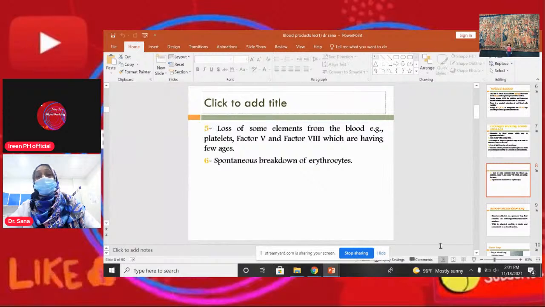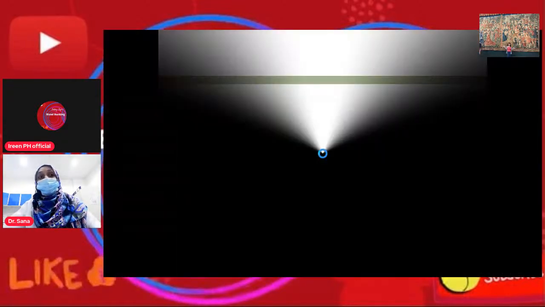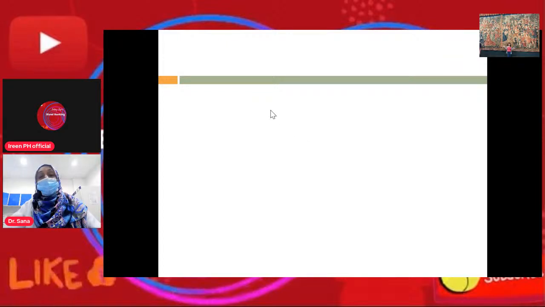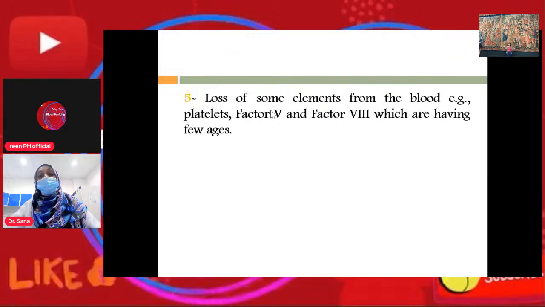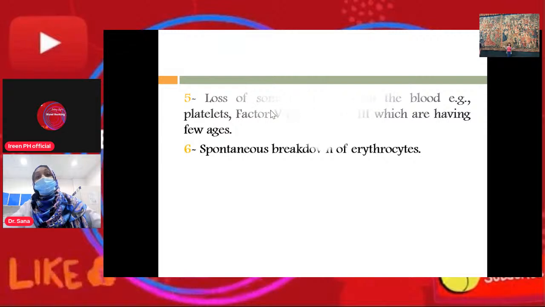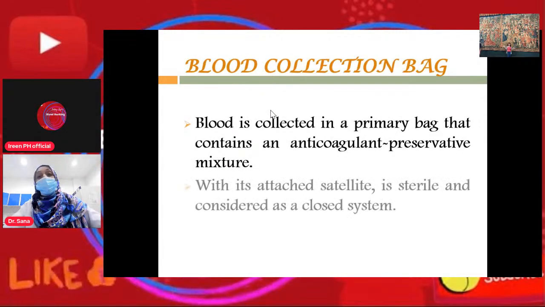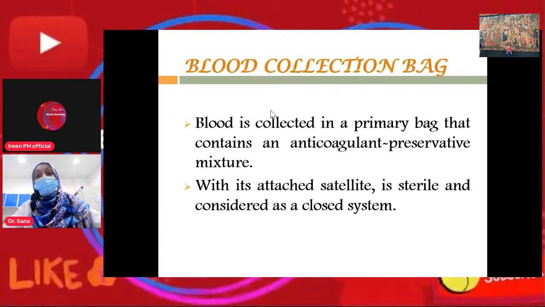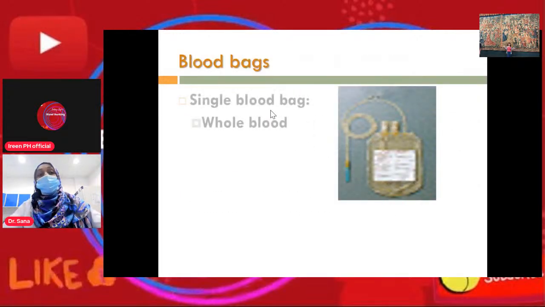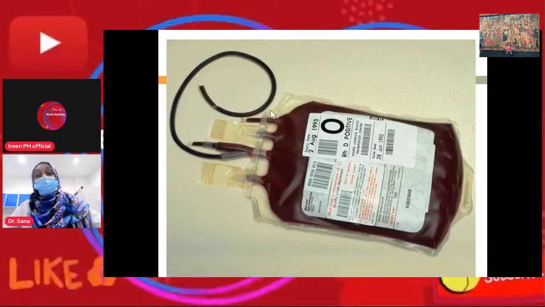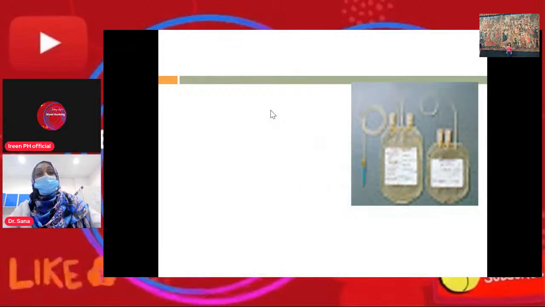Number one, single blood bag. This contains whole blood, all the blood that contains RBCs, platelets, plasma, and leukocytes, all in one bag. This is called a single blood bag. Number two, this is the whole blood.